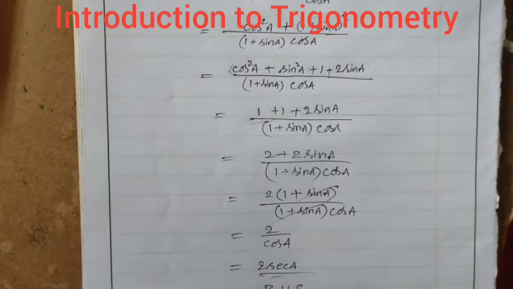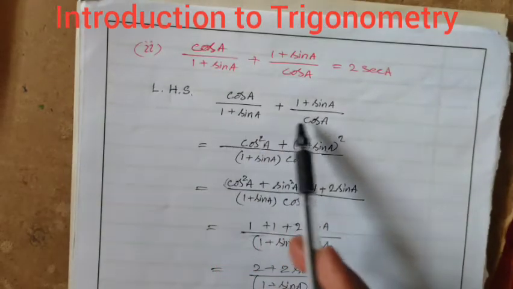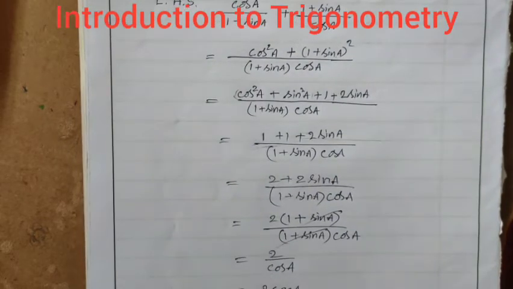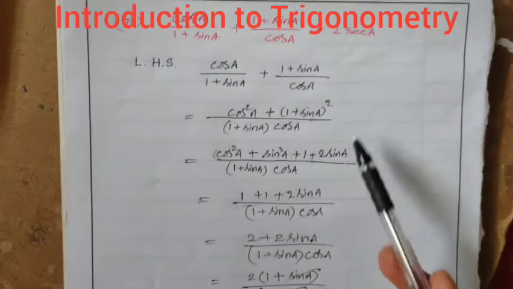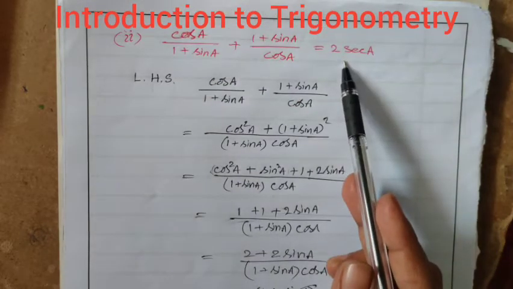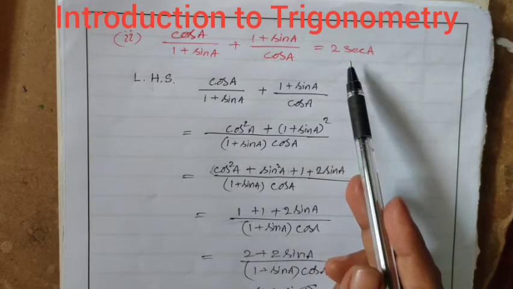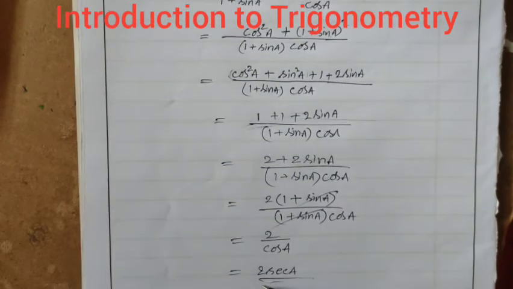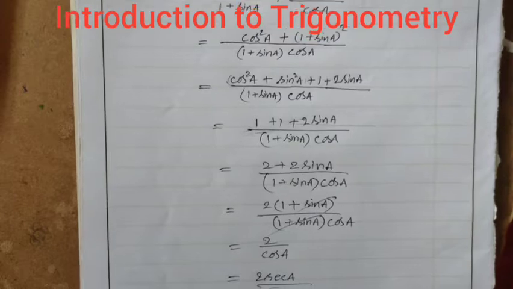That becomes RHS. So now I take the LHS. I prove the RHS. RHS becomes what? 2 sec A. So the question is also what in the RHS side? That becomes 2 sec A. So the answer will be what? 2 sec A. Okay.